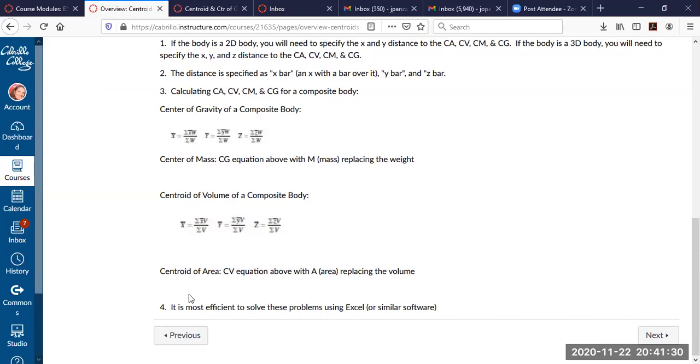And it's most efficient to solve these problems using Excel or something similar. I think it's called Google Sheets, if many of you use Google Drive. So Google Sheets you can use as well, but I'm going to use Excel. So I'm going to stop sharing here. I'm going to go back to the module actually.